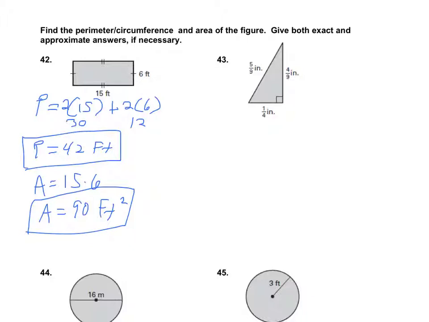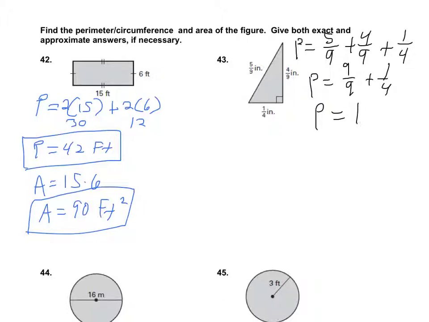All right, let's take a look at number 43. Uh-oh, we have fractions, but you know what? You can use your calculator, so it shouldn't be that big of a deal. For the perimeter, we don't have a special formula for a triangle. You just add up the sides. So 5/9 plus 4/9 plus 1/4. Actually, I don't even think you need a calculator for this, because if you look at the first two, 5/9 and 4/9, if you add those together, that makes 9/9, which is 1. So really, the perimeter is 1 1/4 inches. Just leave it there as a mixed number.